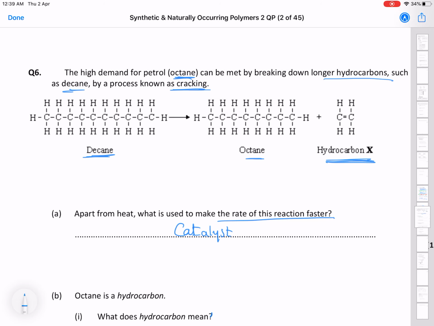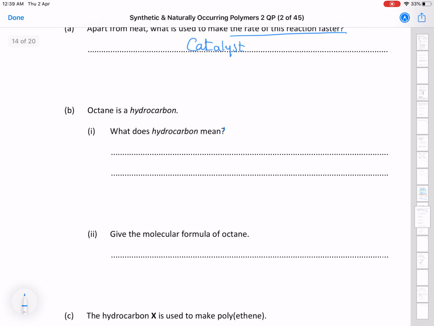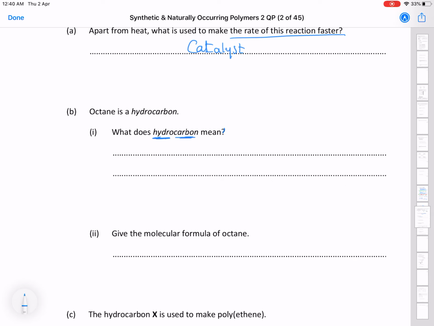Octane is a hydrocarbon. What does hydrocarbon mean? That's actually a common question. Hydrocarbon, from the name, hydro and carbon, so they are organic compounds that contain hydrogen and carbon. I'm going to add the word only. Only is a very important word here. Why, guys? Because actually all of the organic compounds are made up of hydrogen and carbon. You will see it in most of the organic compounds, all of them. But if it only contains hydrogen and carbon, that is the hydrocarbon. So they are organic compounds made of hydrogen and carbon only. Don't forget to mention the word only.